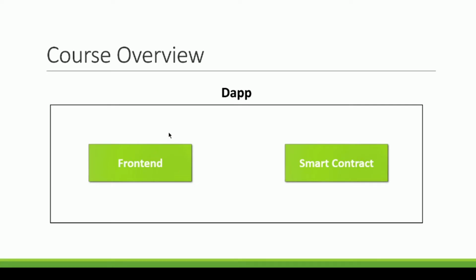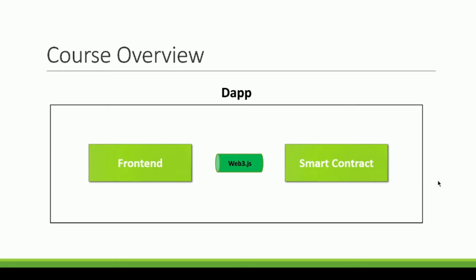Now, since this front end is a part of the real world and this smart contract is a part of our blockchain world, we need to connect these two different worlds, right? And how can we connect them? In order to connect these two different worlds, we are going to use a library called web3.js, which will help us connect this front end with this smart contract. Now, this is how the architecture of our decentralized application would look.